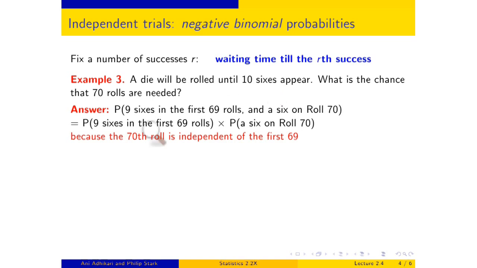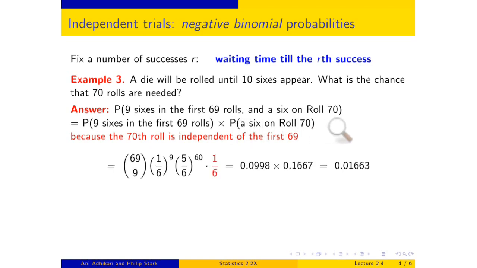So the chance that I want is the chance of getting 9 6s anywhere in the first 69 rolls times the chance of getting a 6 on roll 70. Do we know how to do that? Yeah, we know how to do that. Let's take a look at the second bit. The chance of getting a 6 on roll 70, surely that's the 1/6.